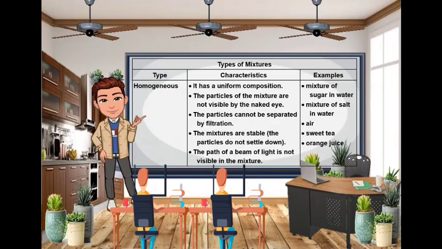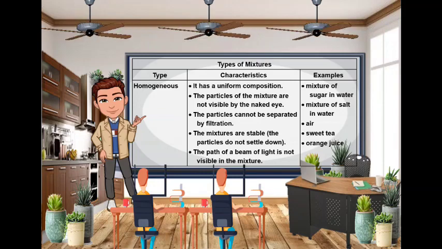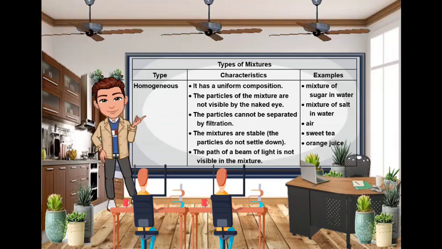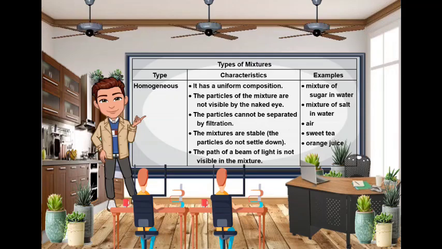The characteristics of homogeneous mixture are: it has uniform composition. The particles of the mixture are not visible to the naked eye. The particles cannot be separated by filtration. The mixtures are stable. The particles do not settle down. Why? Because they are completely mixed together. Next, the path of a beam of light is not visible in the mixture.